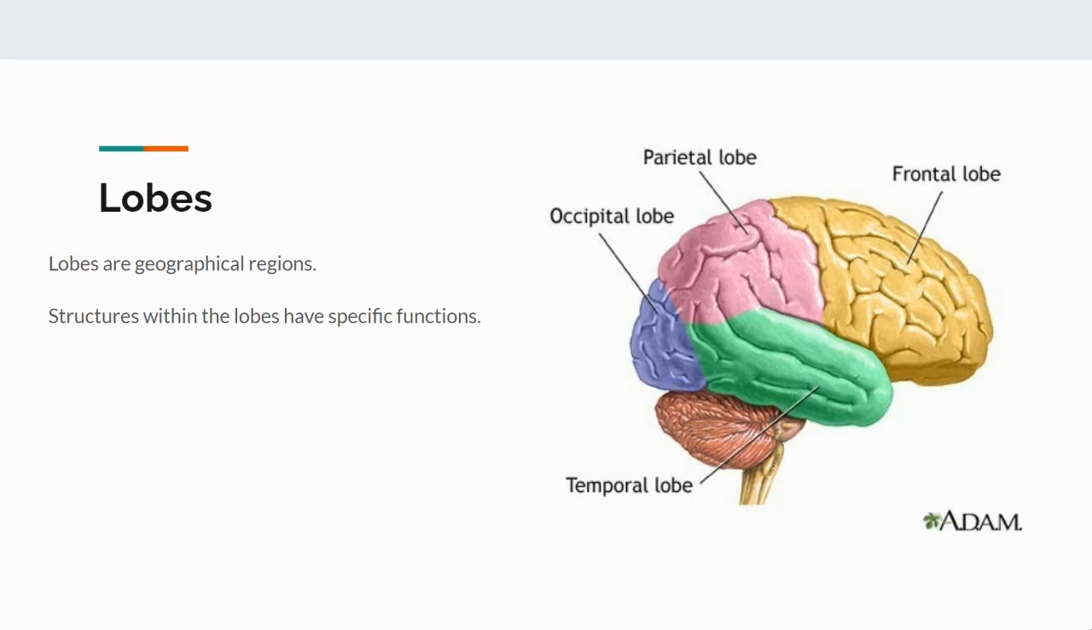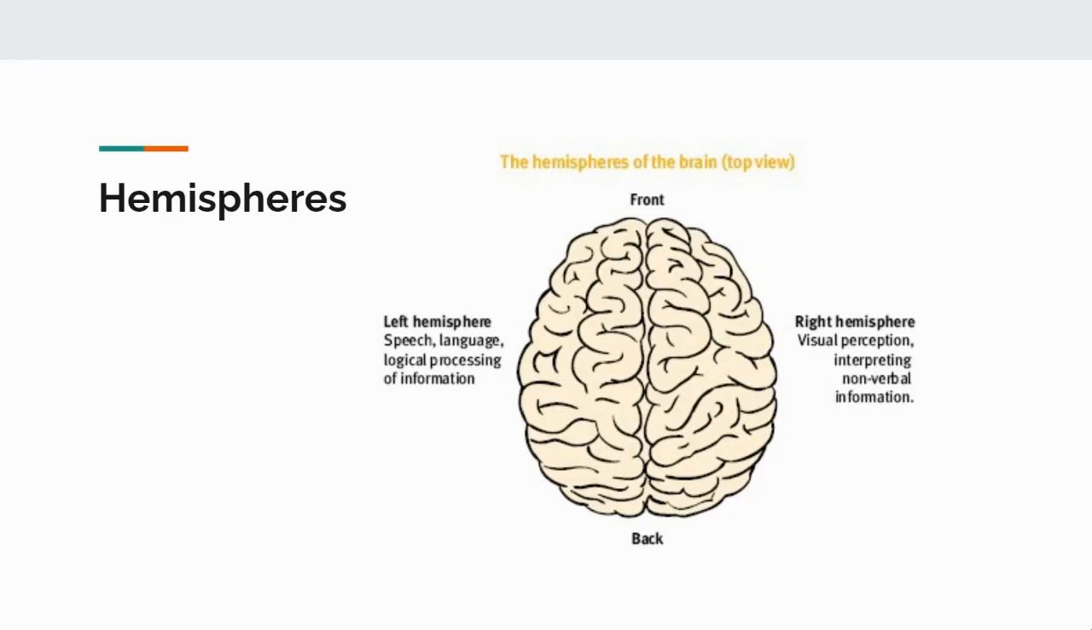These are just geographical terms that help us to identify the location and function of structures like the motor cortex. You may already know the brain is also separated into two hemispheres. This is a superior view of the brain where we can see the left and the right hemispheres from above. This means that you have a left frontal and a right frontal lobe, a left temporal and a right temporal lobe, and so on.